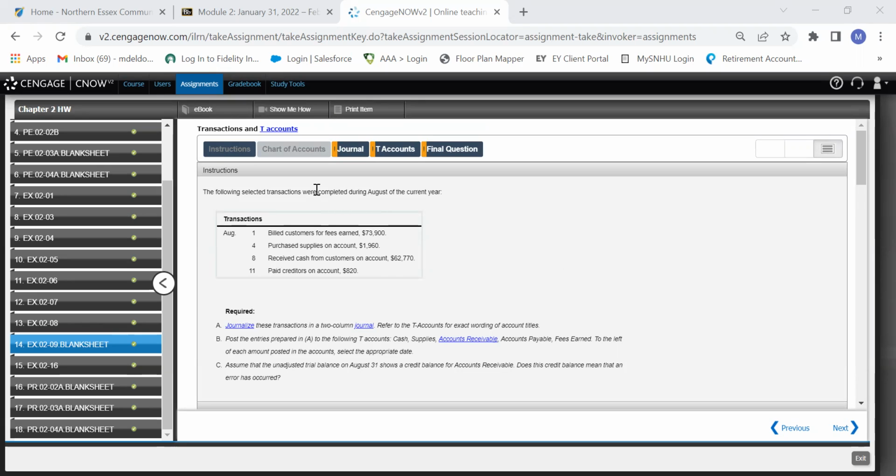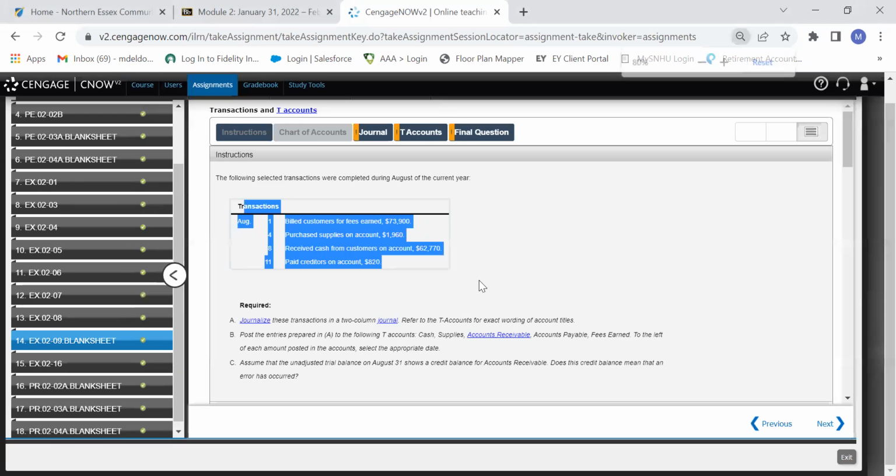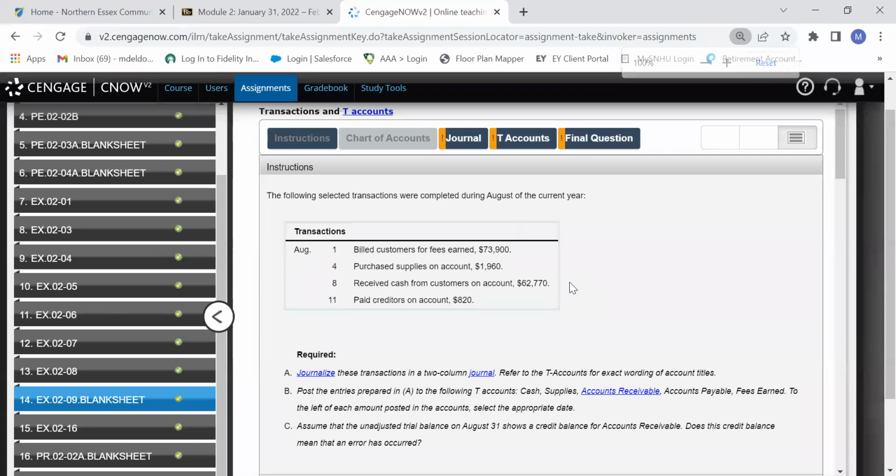So here we got a few things, right? So we have transactions. I'll make my screen bigger so maybe you can see this. We have transactions, right? So on August 1st, we billed customers for fees earned for $73,900. We purchased supplies on account for $1,960. We received cash from customers on account for $62,770, and then we paid creditors.